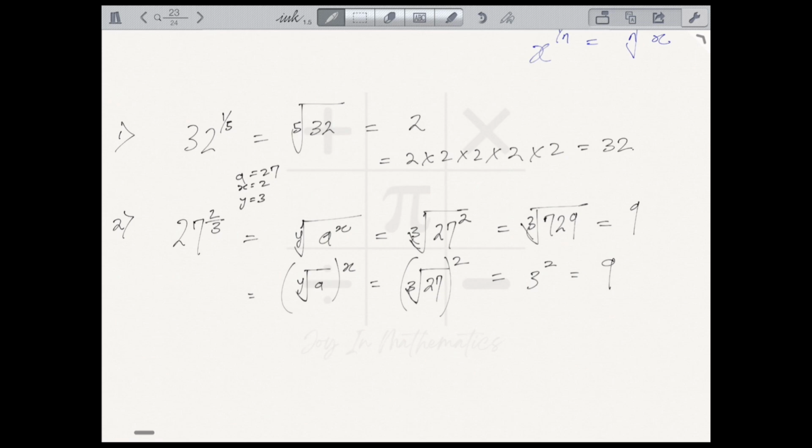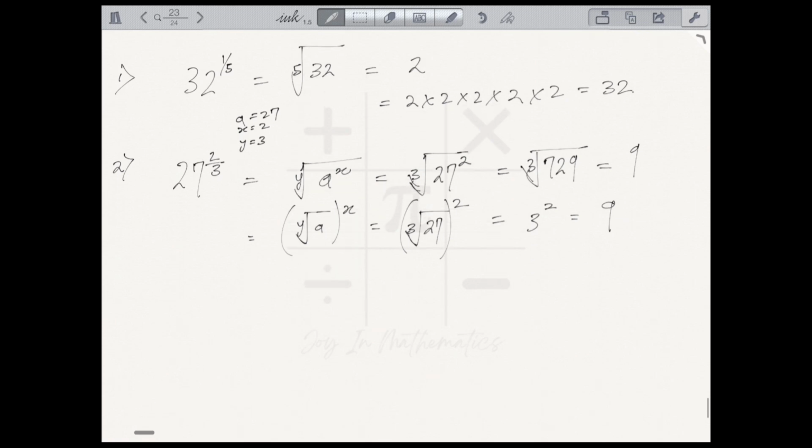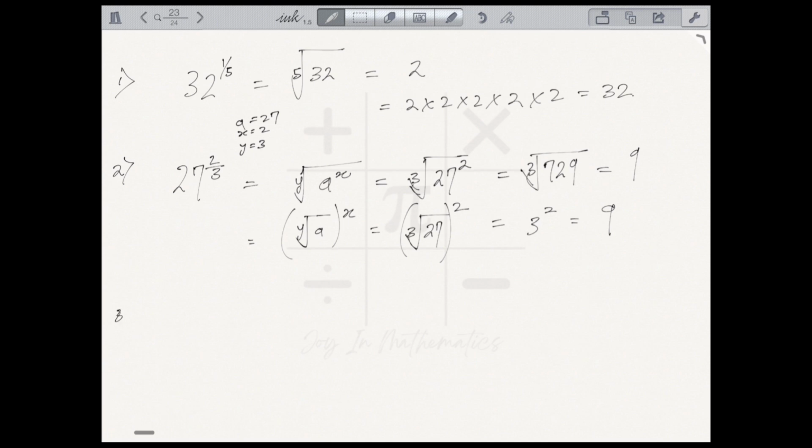All the same, I feel it is better to go with the first approach, because it's easier to find the nth root of a smaller number. So let's take another example. We have 64 raised to the power of 2 over 3.